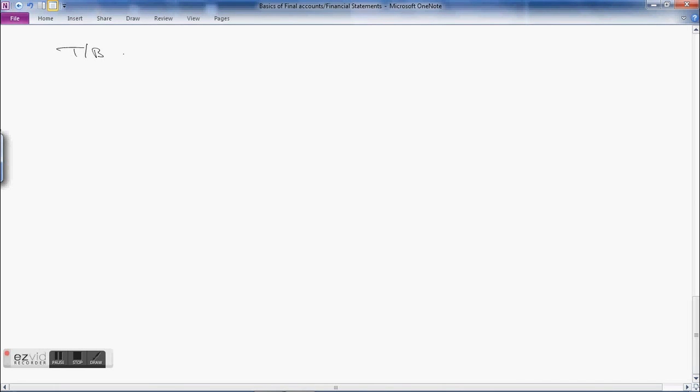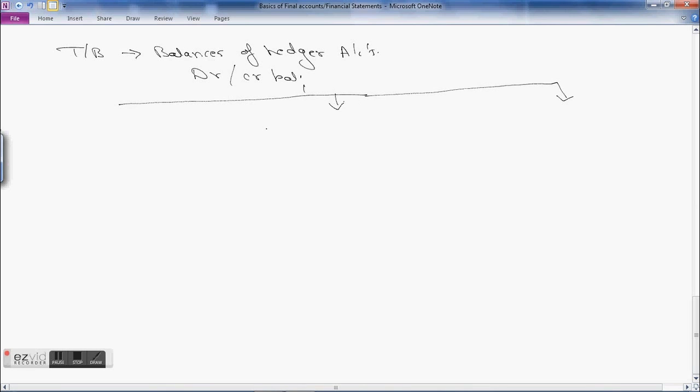Now the trial balance as on a date will have all the balances of ledger accounts, all debit and credit balances of the ledger accounts. Now what we do is we categorize these accounts in the trial balance into three types. One is real account, then you have personal account, and the third one is nominal account.